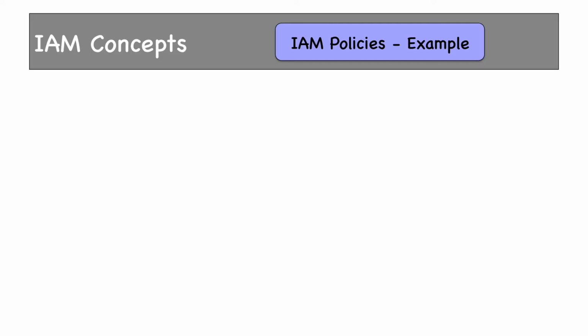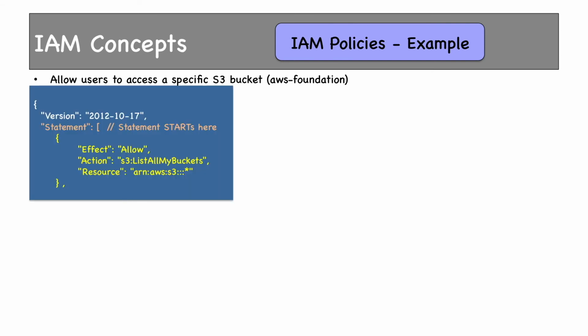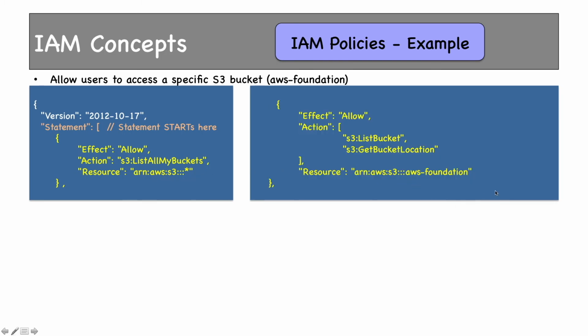Let's see one more example. In this example, we'll see how to create a policy document which would allow users to access a specific bucket. Name of the bucket is AWS-Foundation. This is a version and first element of the statement. The action is list all my buckets and ARN is having a wildcard value for all buckets. The second element allows specific actions on AWS Foundation bucket. The actions are list bucket and get bucket location.